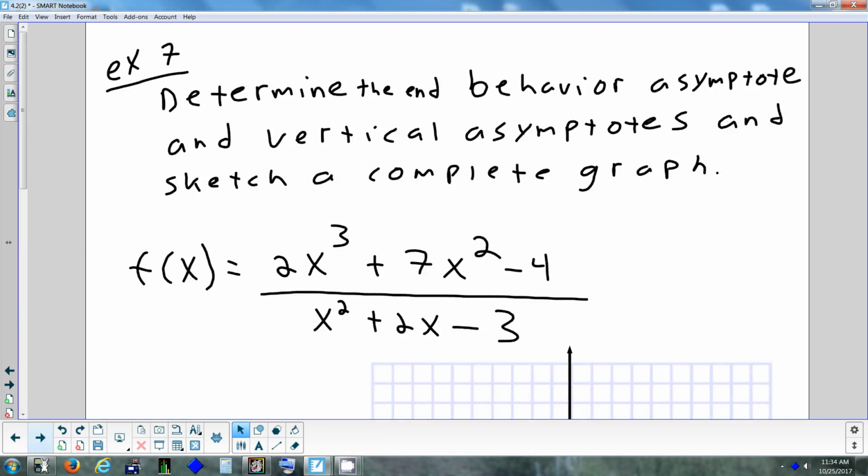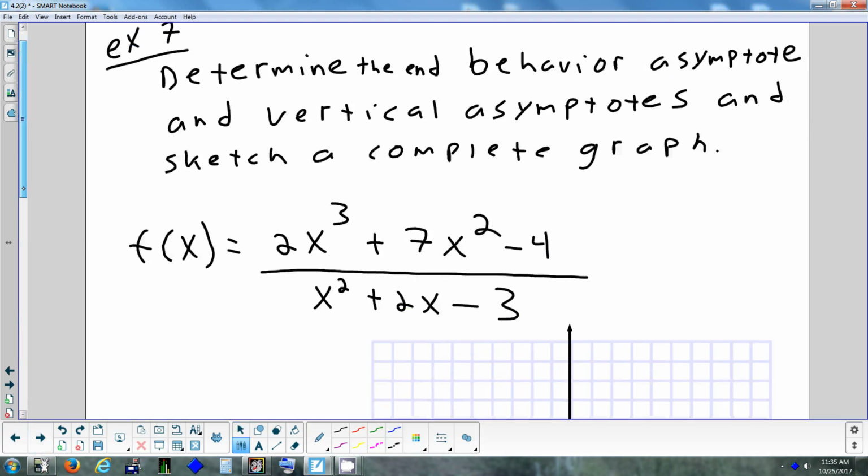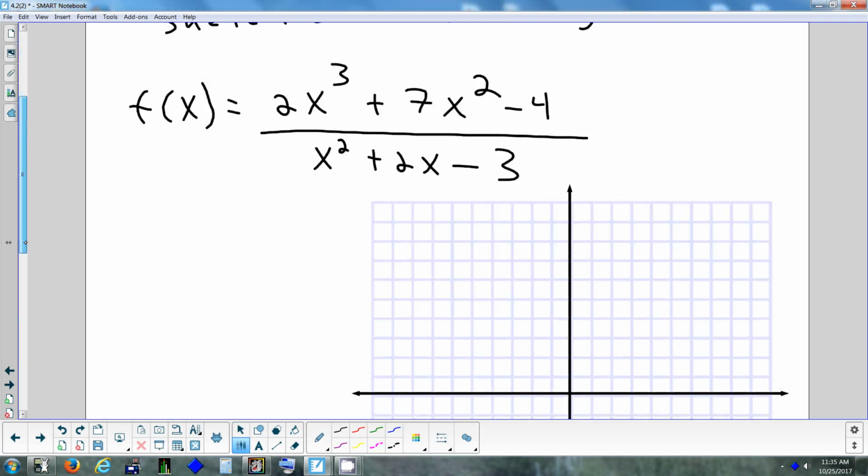So first of all, they're asking me to find the end behavior asymptote. Why can I even do that here? What makes this a problem that the EBA is applicable? Right, the degree in the top is bigger than the degree in the bottom. So that makes it the appropriate kind of problem to even consider the EBA. Vertical asymptotes, we'll do that like we always do in a minute. And then we'll sketch a graph. Okay, let's start with the EBA.